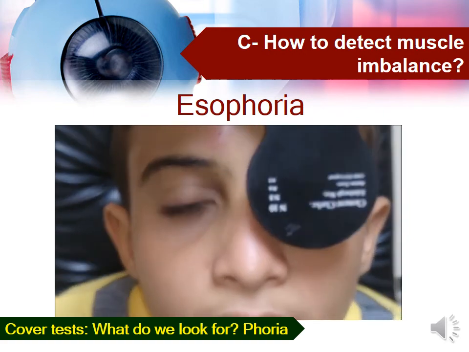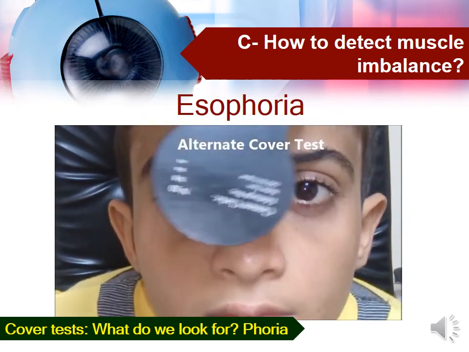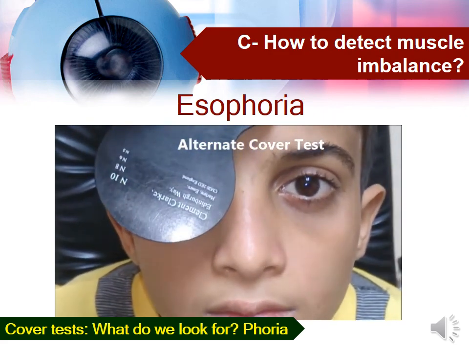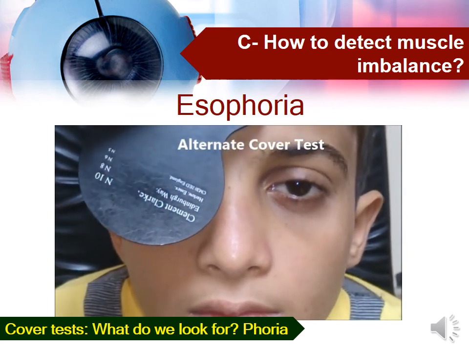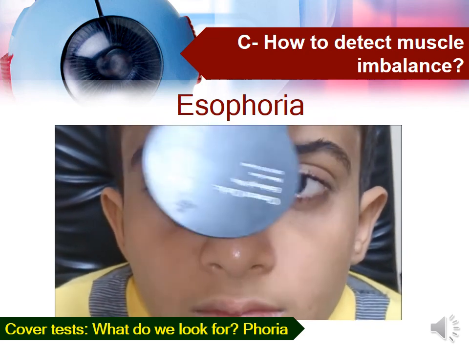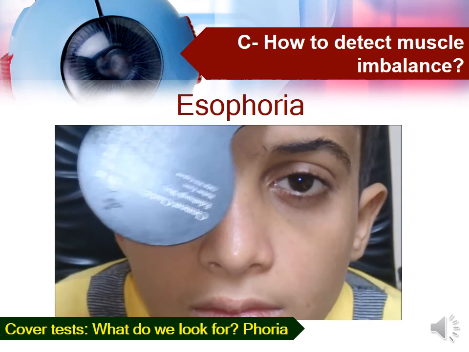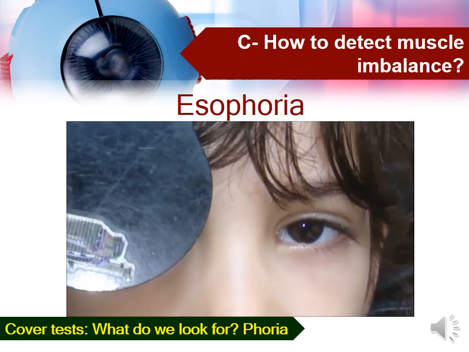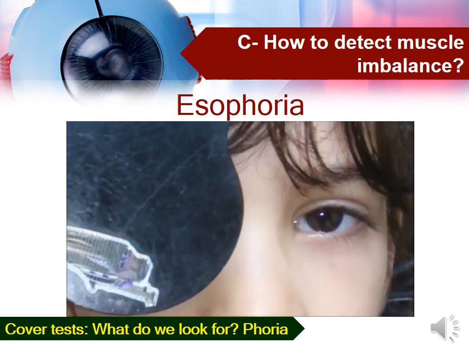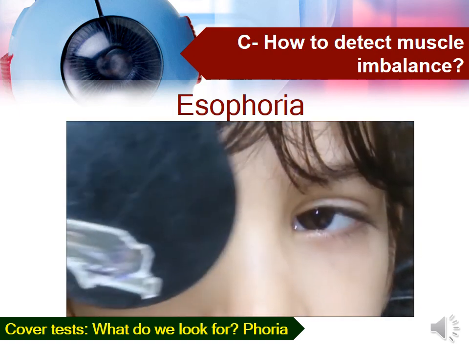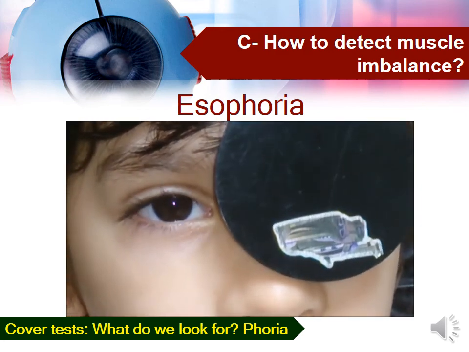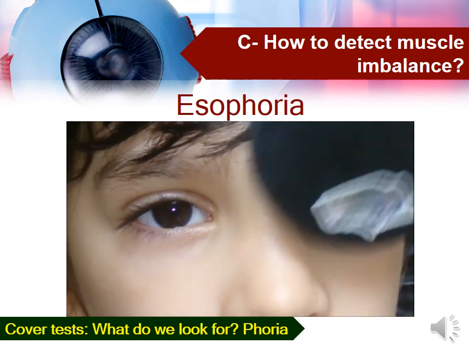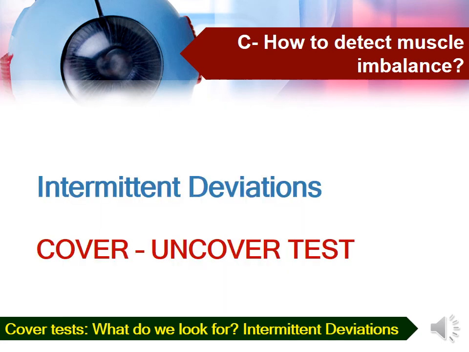This is a patient with esophoria. You can notice a mild esophoria on cover and cover test, which gradually becomes more obvious as you do an alternating cover test. One of the main advantages of alternating cover test is that it uncovers the whole latent deviation. You can see in this patient that the more we do the alternating cover test, the larger becomes the angle, thus helping to uncover the whole latent deviation.